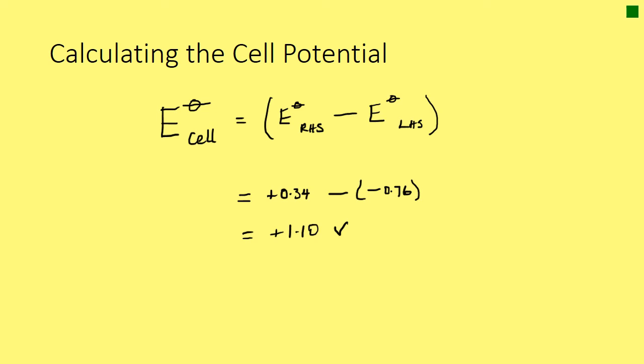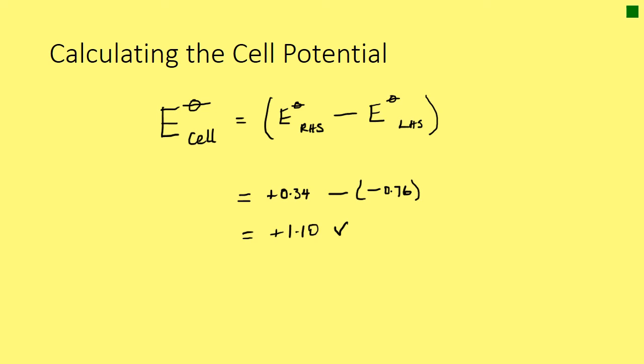And here we're going to give you a formula for calculating the electrode potential of a cell. The electrode potential of a cell is the electrode potential under standard conditions of the right hand side, take the electrode potential under standard conditions of the left hand side, where the right hand side is the reduction and the left hand side is the oxidation, as you're familiar with already.